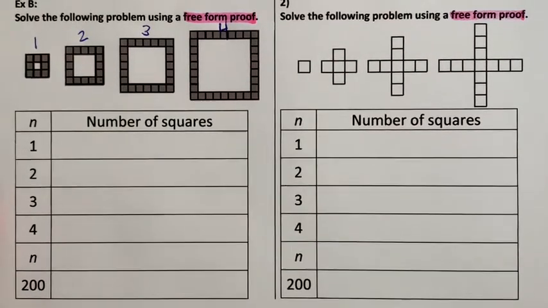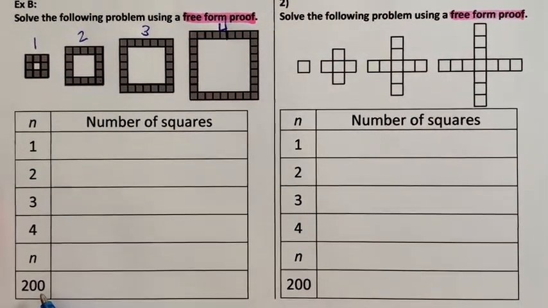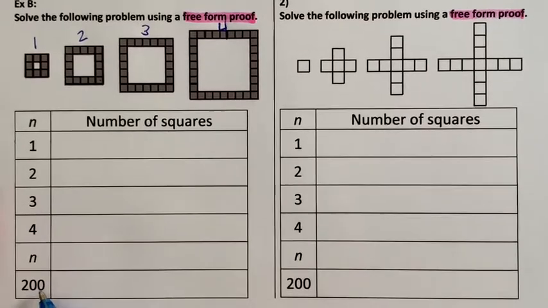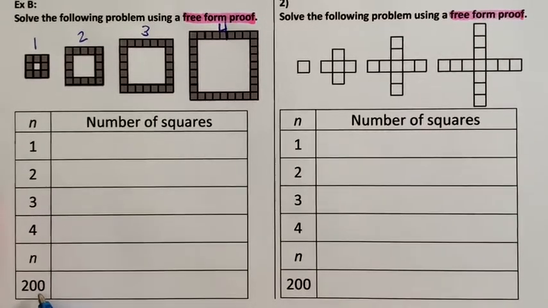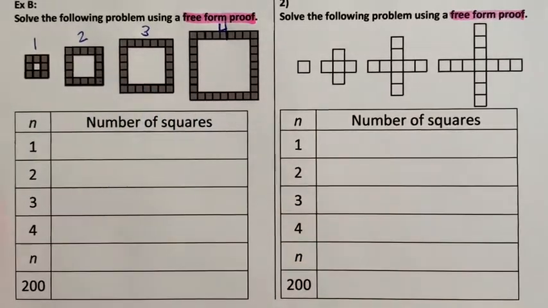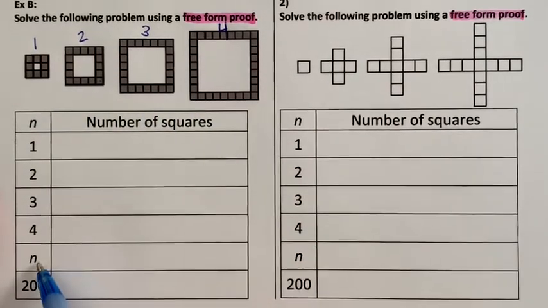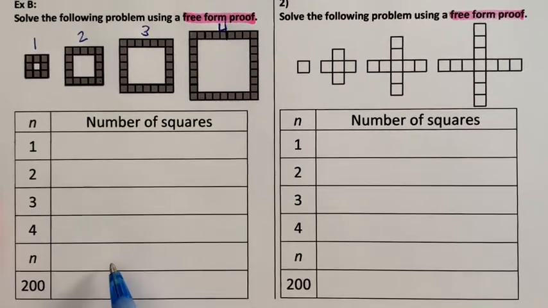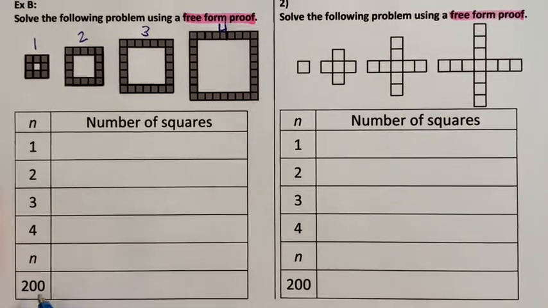We have to fill in this table because at the bottom of the table, you can see that we need to be considering the 200th term or the 200th figure, and we only have 4 figures. So we're going to have to, like we did on the front side, come up with a generic rule for n, for the number of squares, so that we can apply that rule so we can know the number of squares for the 200th term.